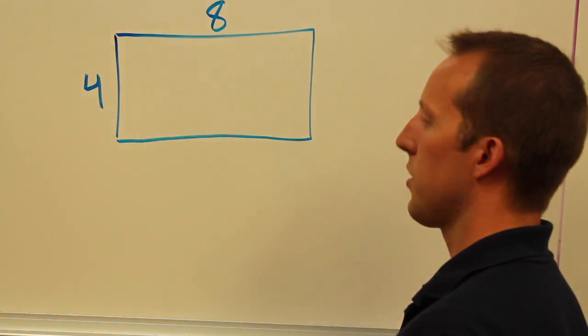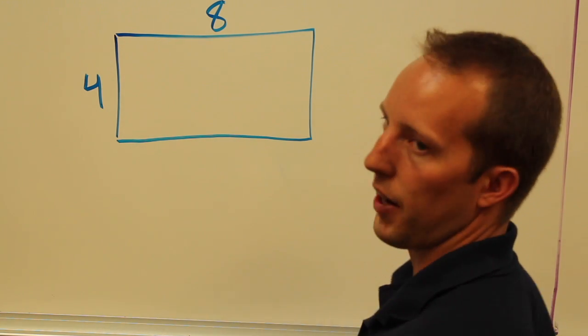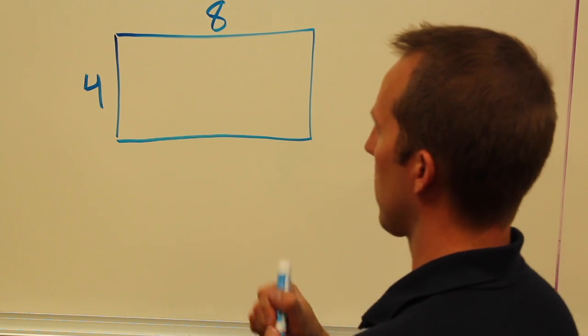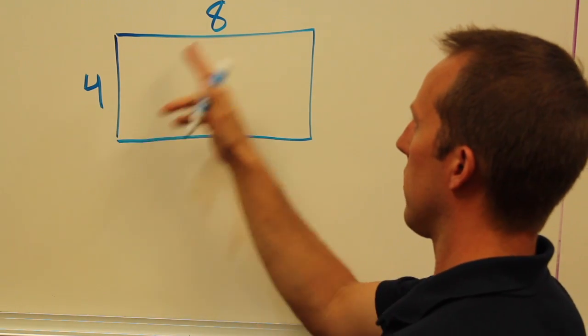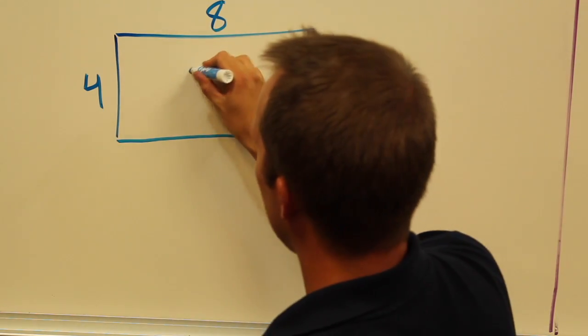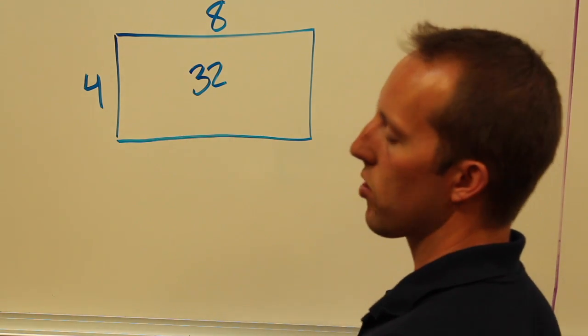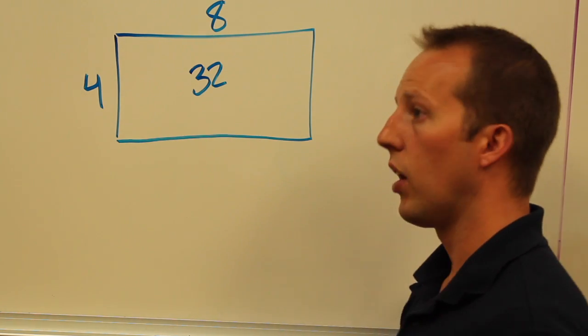4 times 8. And this is really just like the array. You've just kind of simplified it. And the reason this is nice, once you set it up like this, as long as you know your multiplication facts, you know 4 times 8 is 32.